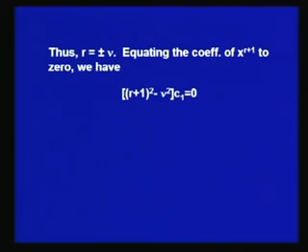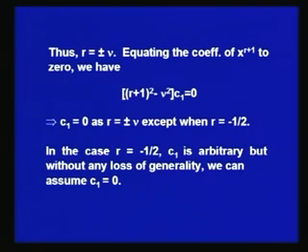Now, let us equate the coefficient of the next higher power of x, that is, the coefficient of x to the power r plus 1, to 0. We shall have ((r plus 1) whole square minus nu square) into c1 equal to 0. Now, since r is equal to plus minus nu, r square is equal to nu square, and therefore, this equation implies c1 equal to 0 in all cases except when r is equal to minus half. In the case r is equal to minus half, both sides become 0, and therefore, c1 can take any value.